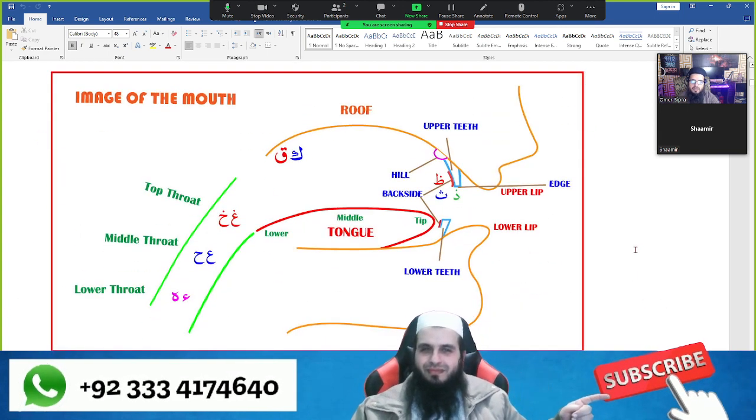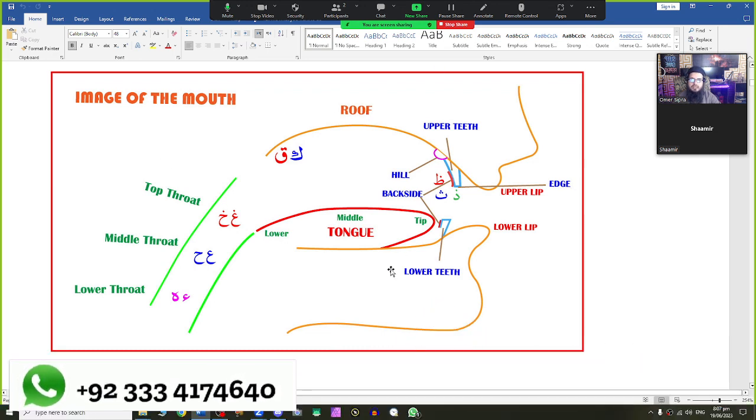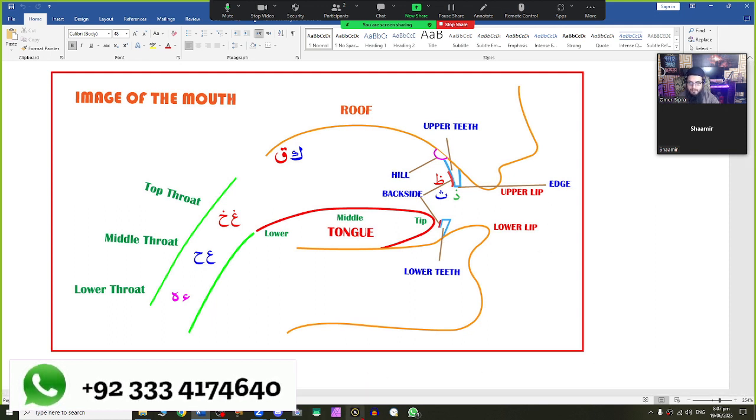All right. So now we will recognize different parts of the mouth through this diagram, so that we are able to pronounce the Arabic letters properly, and so that we could recognize from which place each and every alphabet is going to be read. Are you getting my point? Yes. All right, that's great, mashallah.